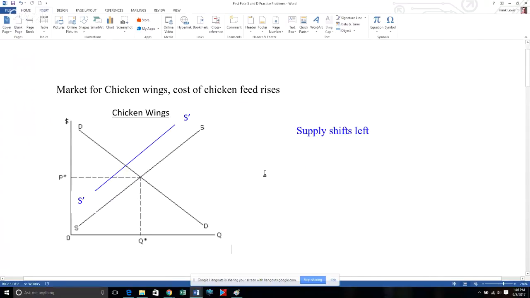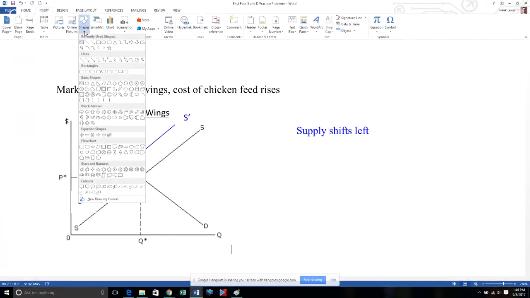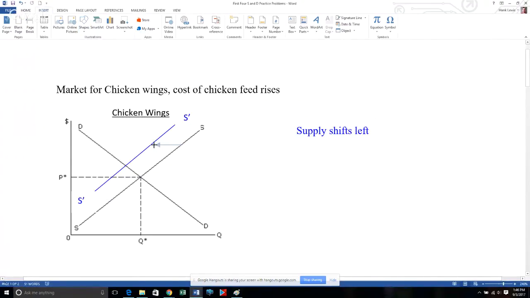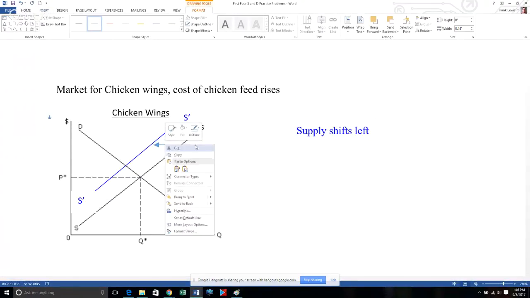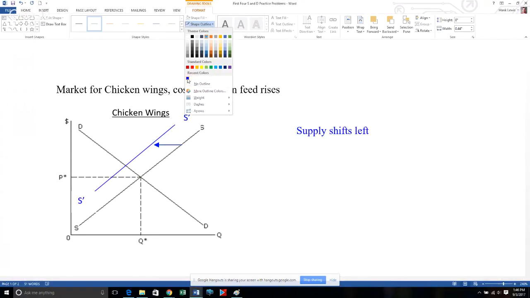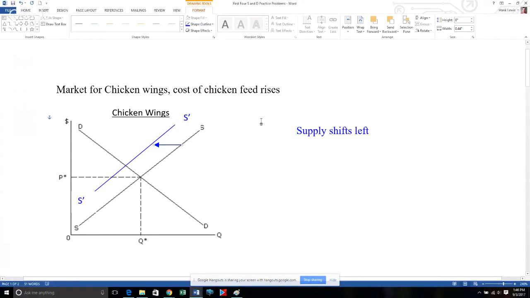Now, we've got the new supply curve there. I'm going to insert a couple more shapes here. I'm going to do an arrow going to the left here because that's the direction that the curve is shifting. And folks, notice this thing is not, under any circumstances, shifting diagonally or vertically. Curves shift horizontally and only horizontally. So we've got the shift arrow showing the shift in the supply curve.